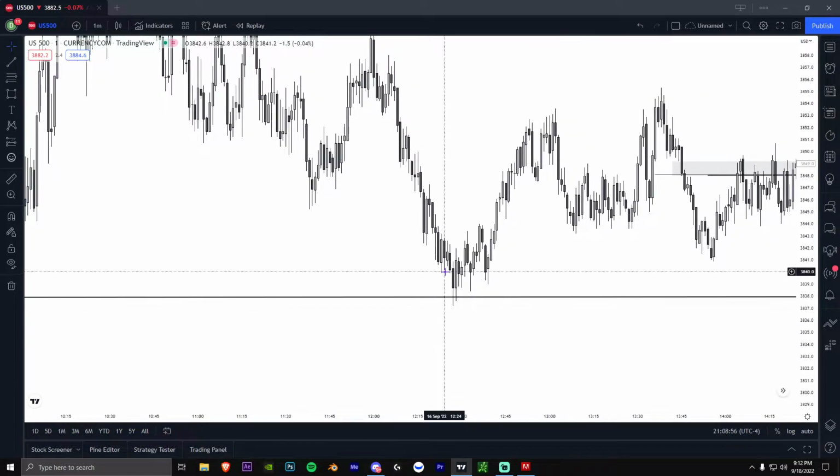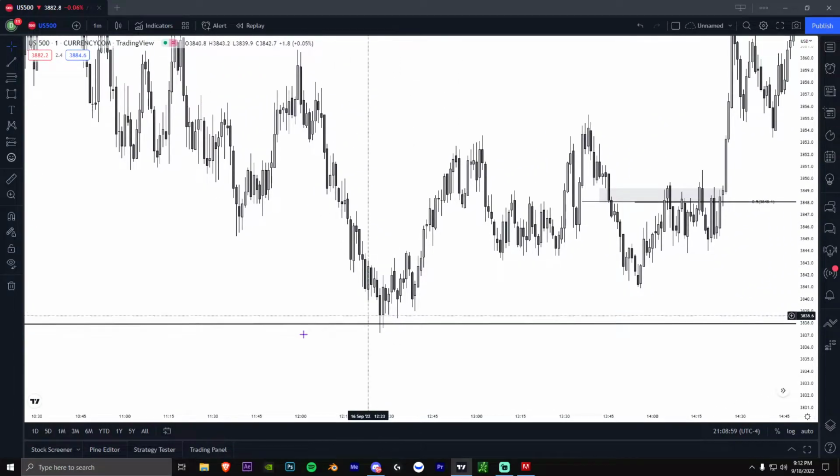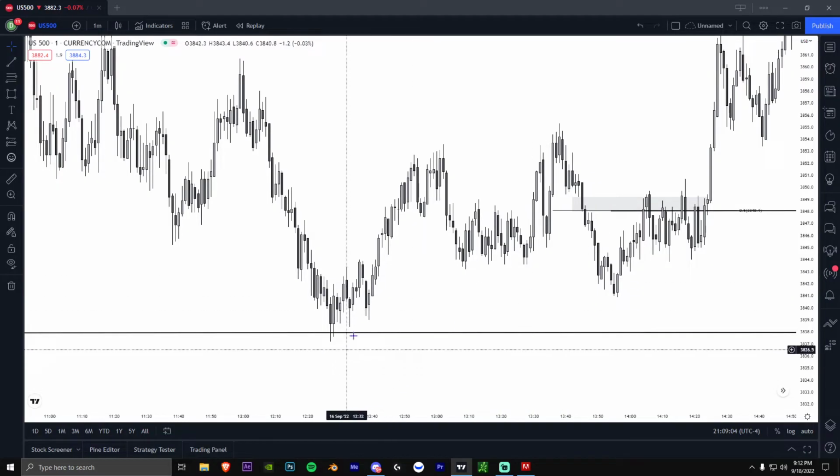And in the model, that's the first thing you look for. You look for the liquidity grab. And the second thing you look for is the market structure shift. So we have liquidity grab. We retrace up here. We reject this fair value gap.